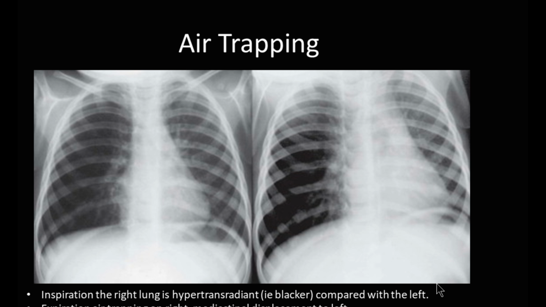Air trapping. Air trapping is essentially a ball valve effect of when the child or adult takes a deep breath and there's an object trapped within the bronchus or in the lung. As they take a deep breath, air will work its way around the object, and then as they try to expire, the air will not move its way out. Each time they take a breath, the lung gets larger and larger, and it becomes, in this case, hyperlucent, meaning blacker compared with the left-hand side. So you can see here that this right-hand side is much darker than the patient's left-hand side.